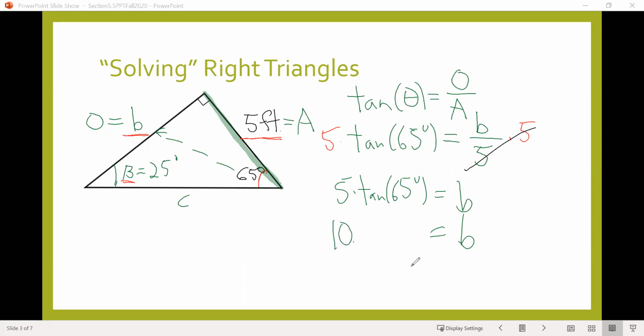In this case, making sure mine's in the correct mode, I do the calculation and find that the length of side b is 10.722, and I want to use my given units here, which is feet. So I know that 10.722 feet is the length of side b.